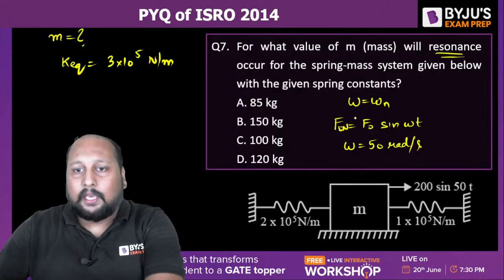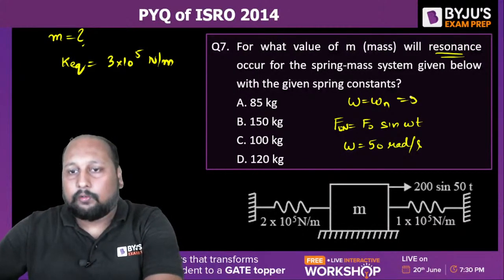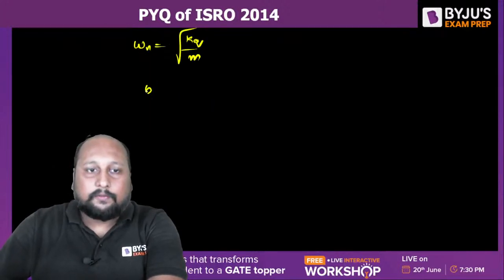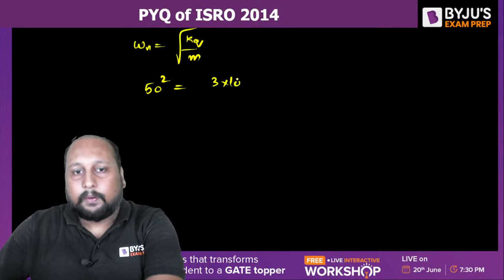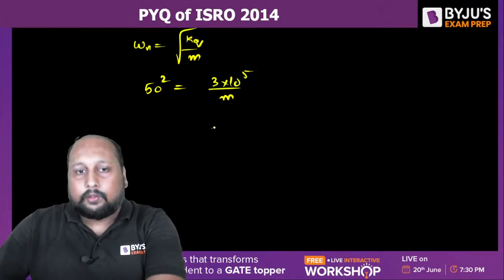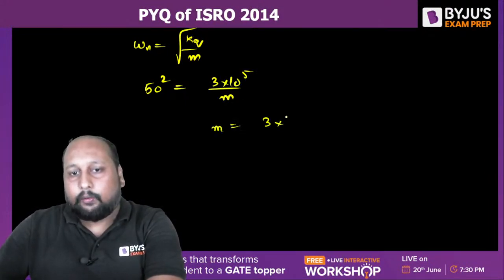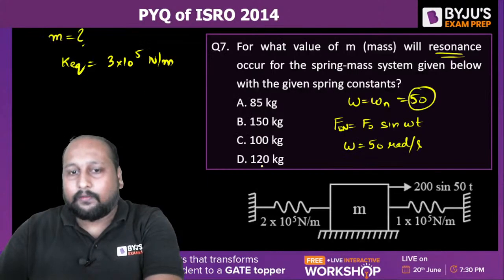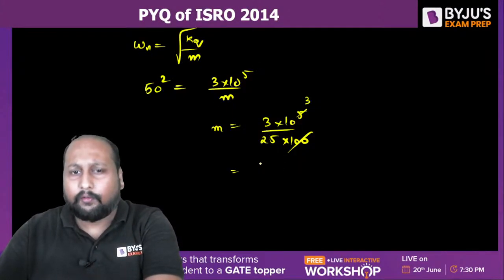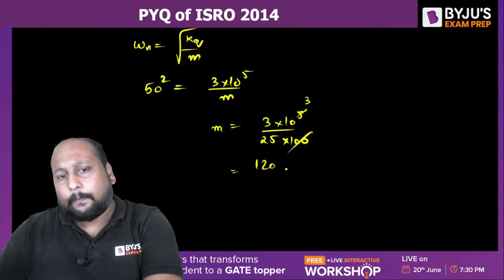So from here, I can say omega N is equal to under root of K equivalent by M. So omega N is equal to 50. So 50 square is equal to 3 into 10 to the power 5 by M. So M is equal to 3 into 10 to the power 5 by 25 into 100. This will be 3, so this is 25. That will be 120 kgs.